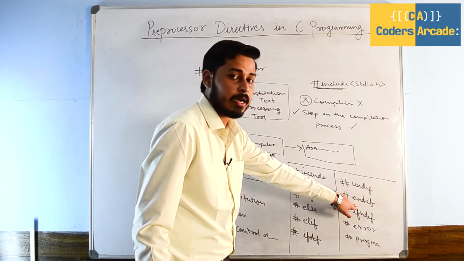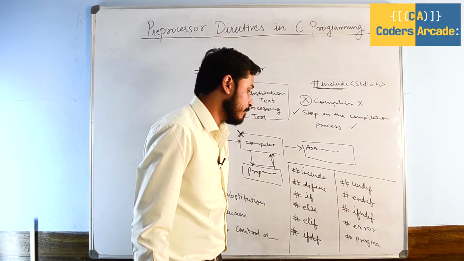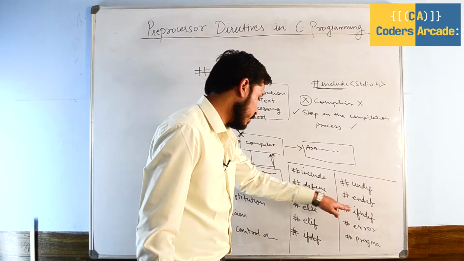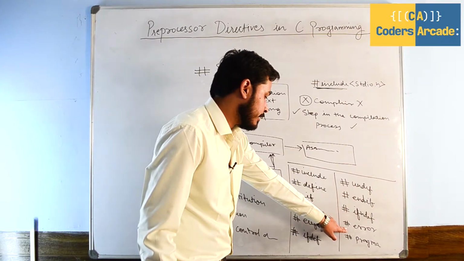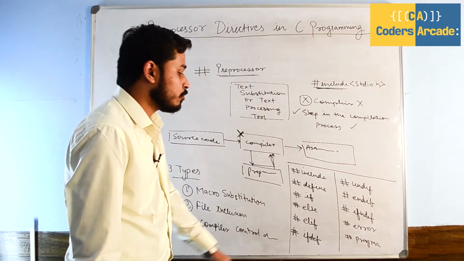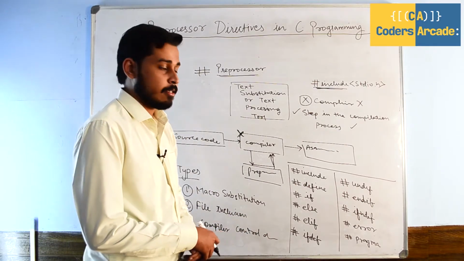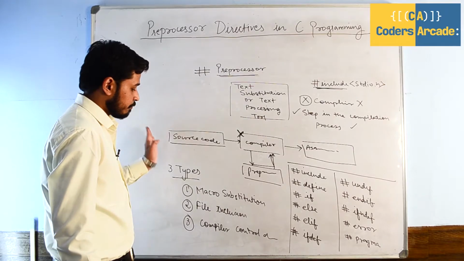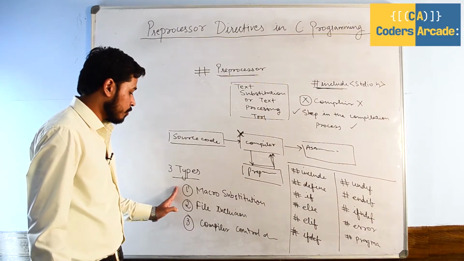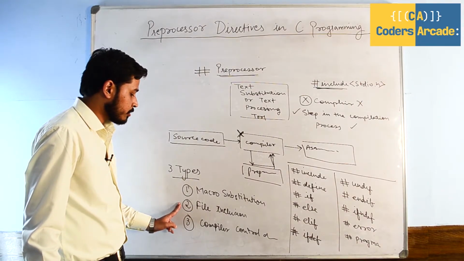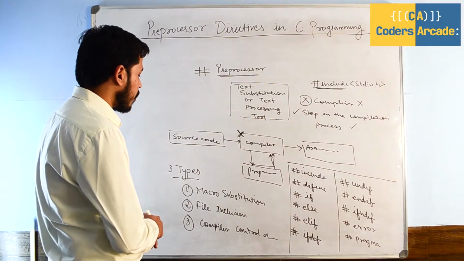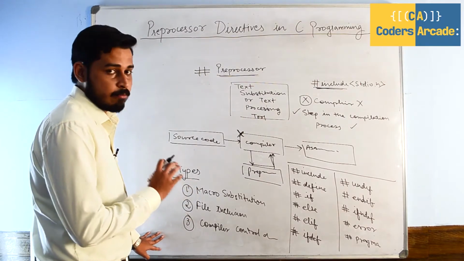Then #endif is used to end the conditional preprocessor statement. Then #error is used to print the error message, and #pragma is used as a special command in the compiler. And these are the three types of preprocessor directives that we are going to discuss in this video again. So we have the macro substitution, then the file inclusion directive, and then the compiler control directive. So these are the three. Now let us discuss these three types of preprocessor directive one by one.